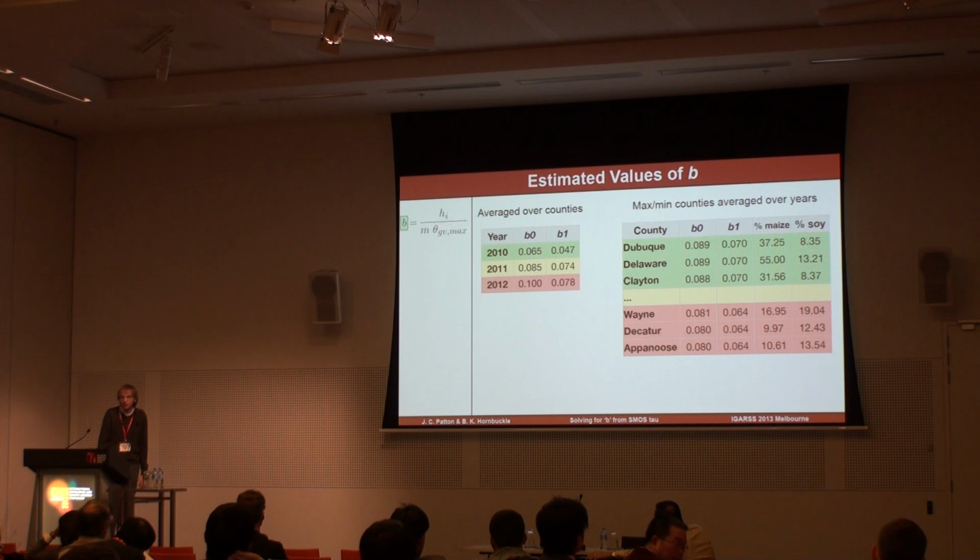But the real question is do they match this test that I've come up with? That the B values that we're estimating here should lie between literature values of corn and soybean.